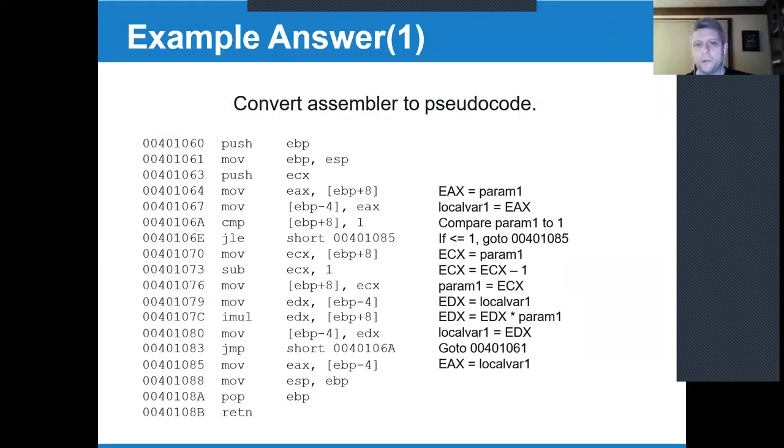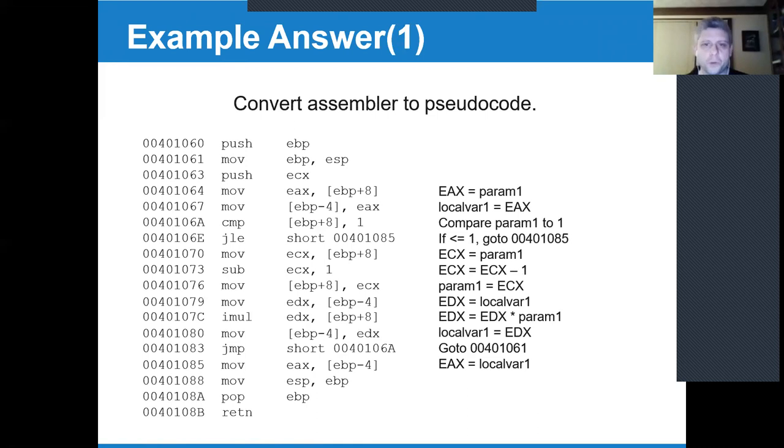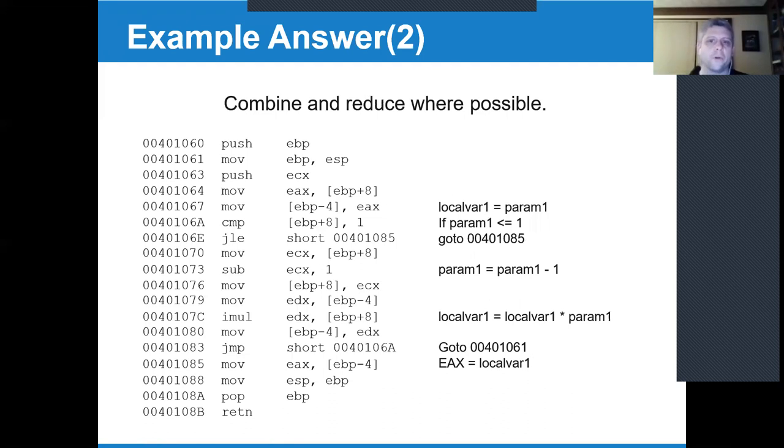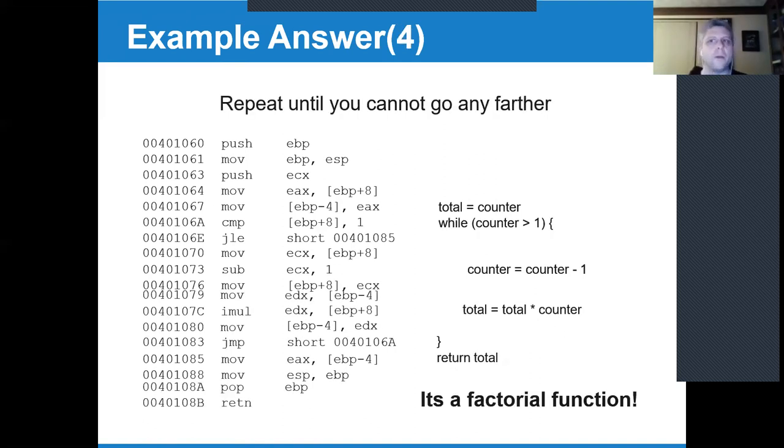Okay, so like I said, the first step is you go through and convert as much as you can to pseudocode, and then you start combining the instructions and reducing them where possible. You can see that the first three lines here that we've marked up, where EAX equals param 1, local var 1 looks at EAX, and we do the compare, we can convert down to a couple fewer lines where we're saying local var 1 equals param 1 and then we're doing the compare. And we just keep doing that, and we start assigning meaningful names based off of what we think the assembler is. It looks like we have a counter and a total here, and we keep combining and assigning meaningful names until we get down and can't go any farther. And typically by then you have a good idea of what the function is. And in this case, we have a factorial function.